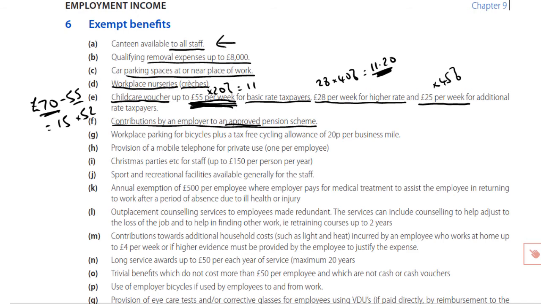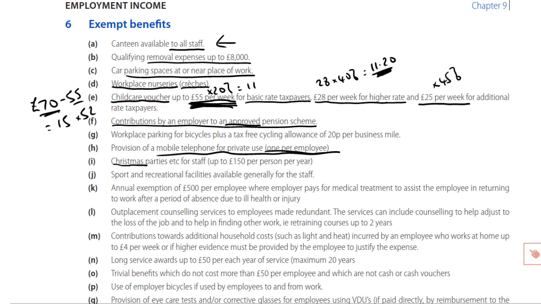I don't think we need to worry about the workplace parking for bicycles there. Provision of a mobile telephone for private use, one per employee. If you're provided by your employer with a mobile phone, you don't have to worry about the fact that some of it was business, but a lot of it was private. The full cost of that is an exempt benefit. If for whatever strange reason you were provided with two phones, then the second such phone would constitute an assessable benefit and will be treated, as we'll see later in our studies of taxable benefits, as one of the other assets made available for private use. So one per employee is exempt.